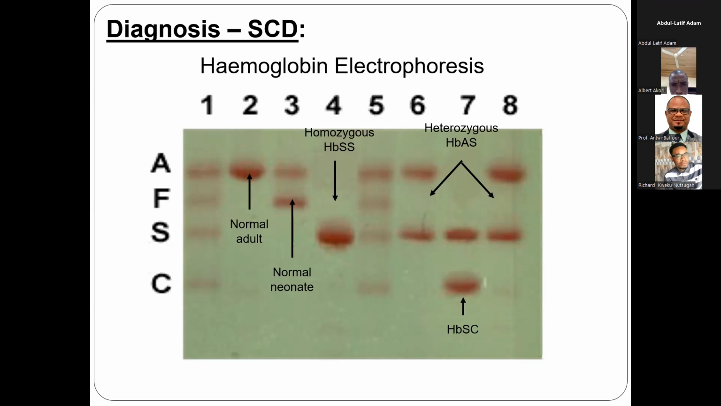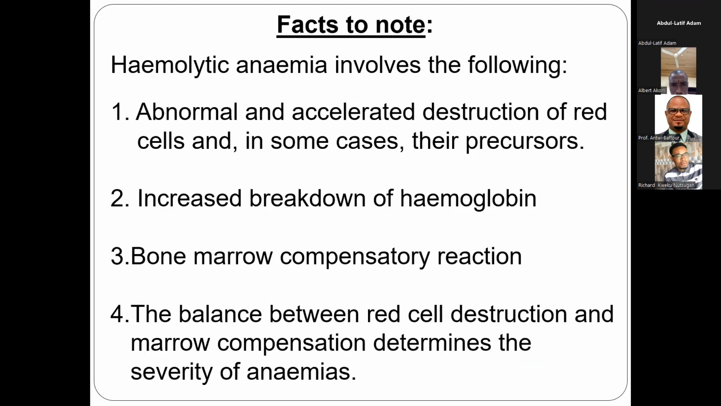So we have 10 minutes to go. Let me see what's next. So that's the summary. Fact to note, hemolytic anemia involves the following: abnormal and accelerated destruction of red cells, and in some cases, their precursors. Increased breakdown of hemoglobin occurs. Bone marrow compensatory reaction occurs. So we see reticulocytes, okay? And the balance between red cell destruction and marrow compensation determines the severity of the anemia.